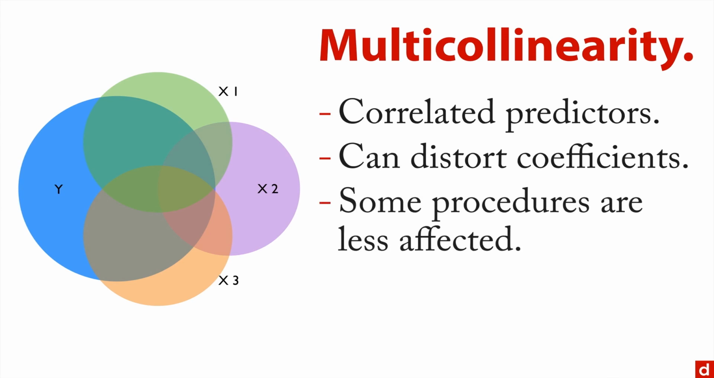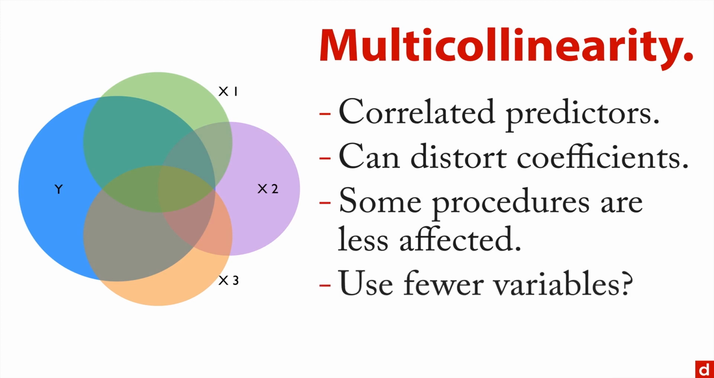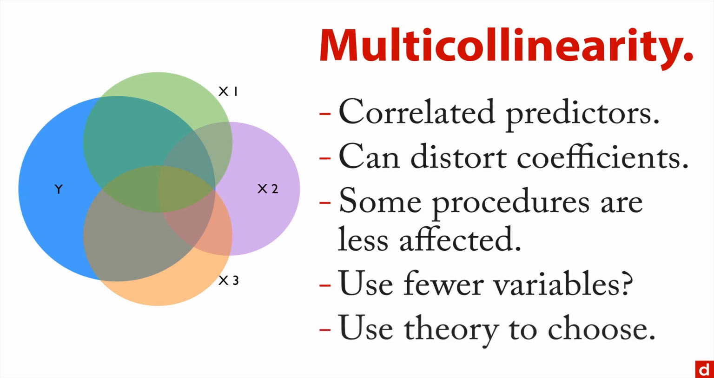Some procedures, it turns out, are less affected by this than others. But one overall way of dealing with this might also simply be to try to use fewer variables. If they're really correlated, maybe you don't need all of them. And there are empirical ways to deal with this, but truthfully, it's perfectly legitimate to use your own domain expertise and your own insight into the problem, to use your theory to choose among the variables that would be the most informative.